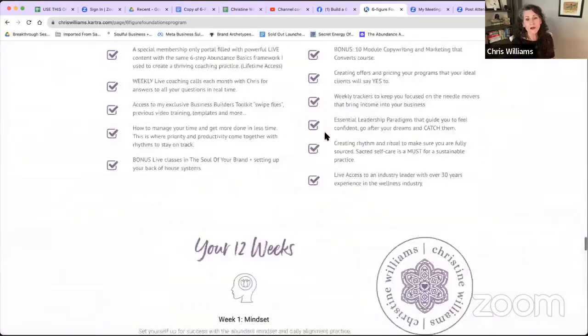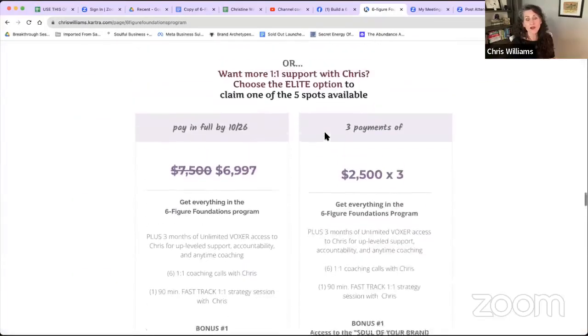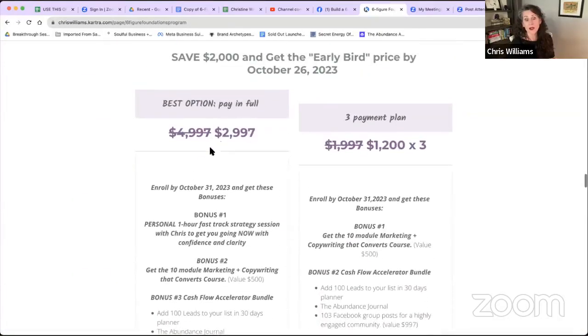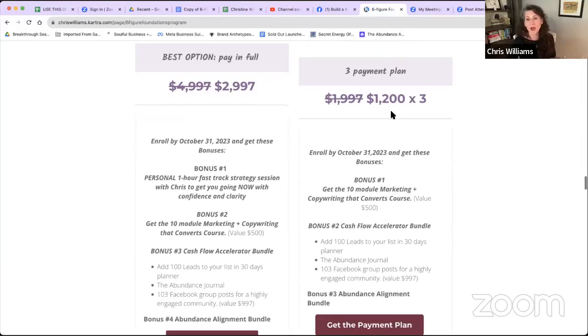I call these implementation calls, so that you have continued support to implement what you learned. Now, the standard investment of this program is actually $4,997. But until tomorrow night at midnight, you can get it for $2,997. So you get $2,000 off. That is for those of you that are like, I know I need to do this, I want to get this going, I'm a fast action taker, I'm all in. So it's either one payment of $2,997, or you can make 3 payments of $1,200.